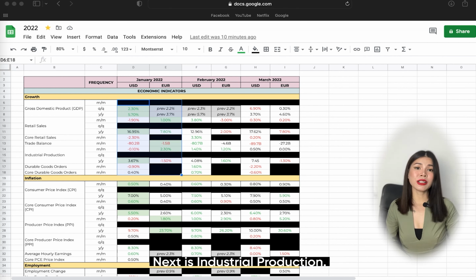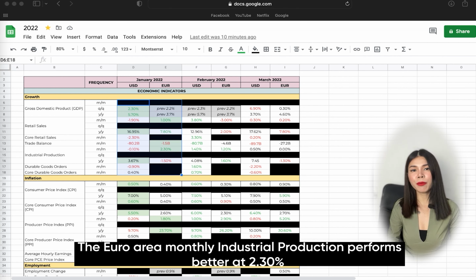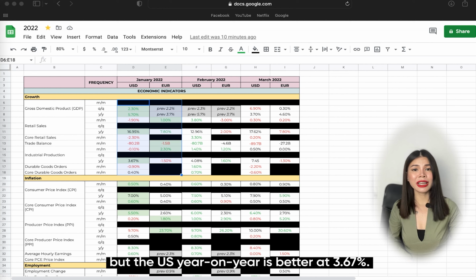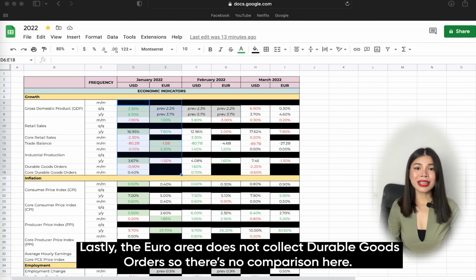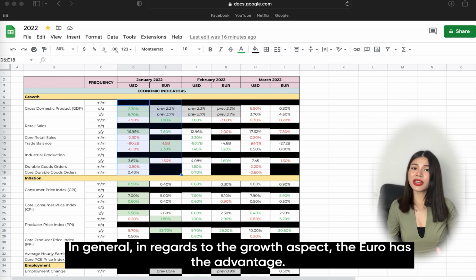Next is industrial production. The euro area monthly industrial production performs better at 2.3%, but the US year-on-year is better at 3.67%. Nonetheless, the monthly frequency has more weight in comparison to the annual, so this is a point for the euro. Lastly, the euro area does not collect durable goods orders, so there's no comparison here. In general, in regards to the growth aspect, the euro has the advantage.